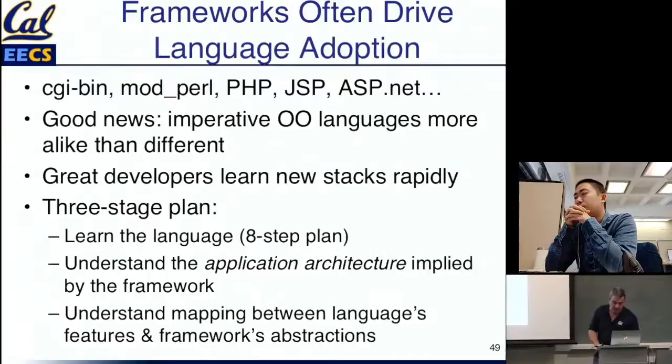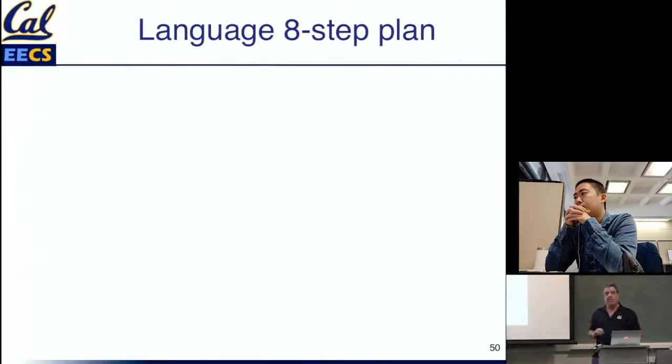So what does that look like? We have an 8-step plan for learning the language. And this is where I'm going to invite you to go read the draft chapter of the brand new, not even yet published 2nd edition book. It's linked from the syllabus. But the 8-step plan is as follows.